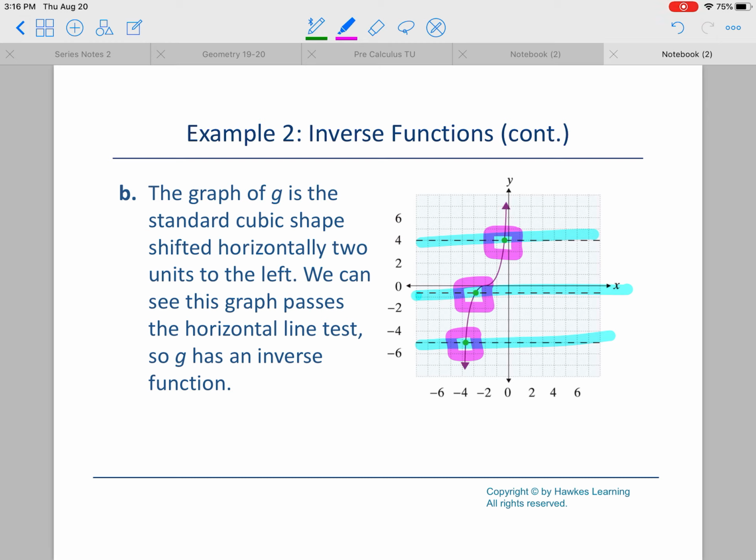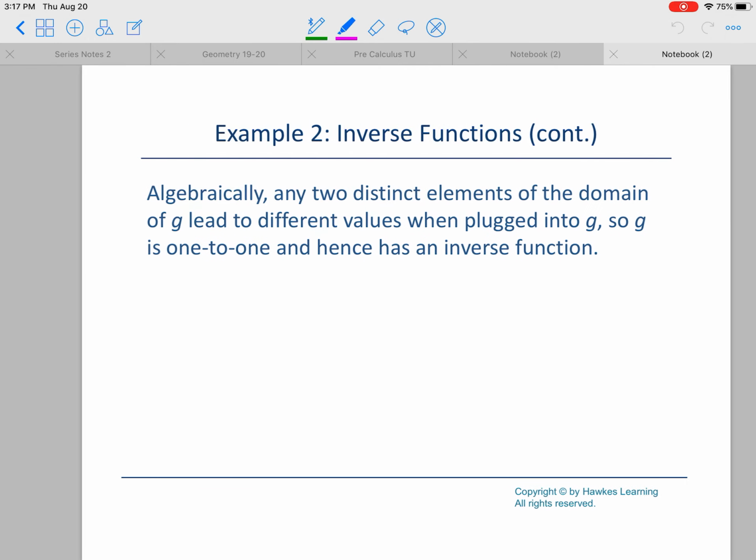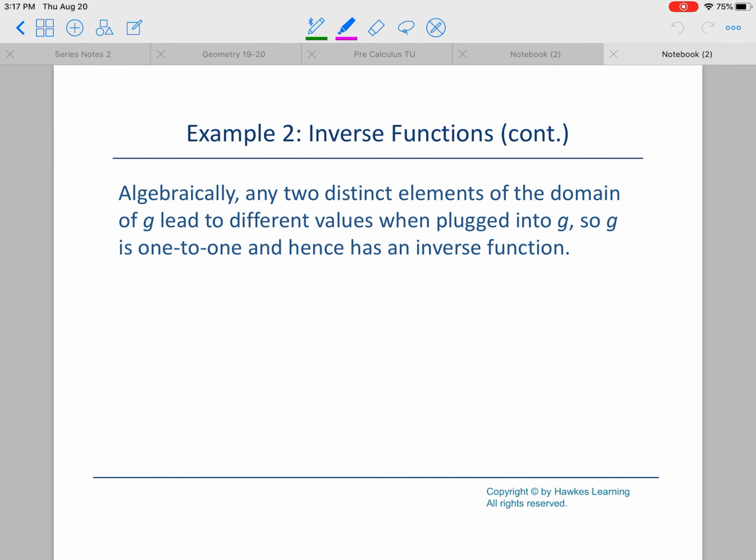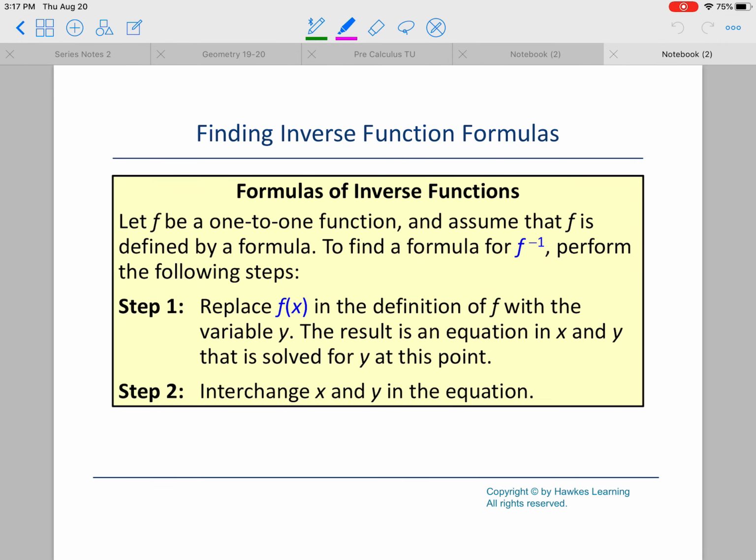This does pass the test. So since it passes, that means that I do have an inverse function. This original function has an inverse function, and we can find it, and that's what we're about to talk about. So algebraically, any two distinct elements of the domain of G lead to different values when plugged into G, so G is one-to-one and hence has an inverse function.